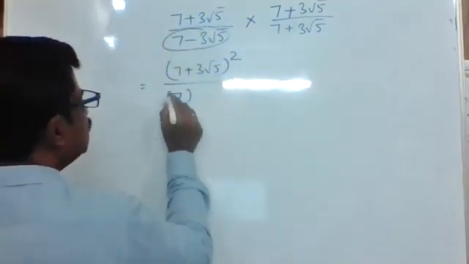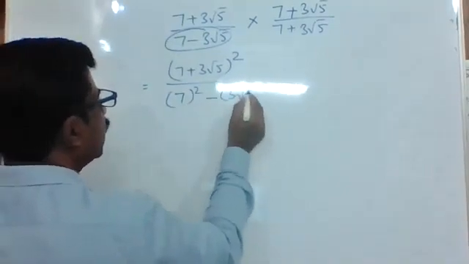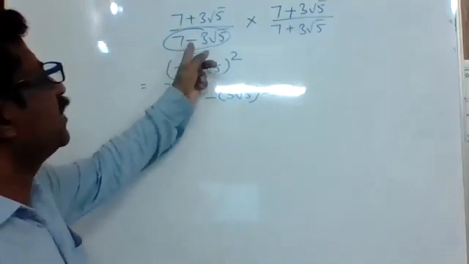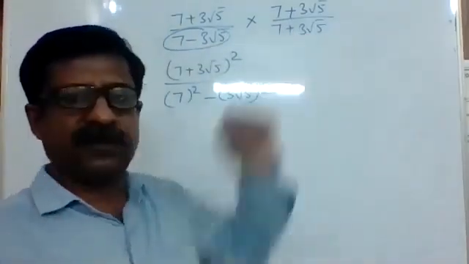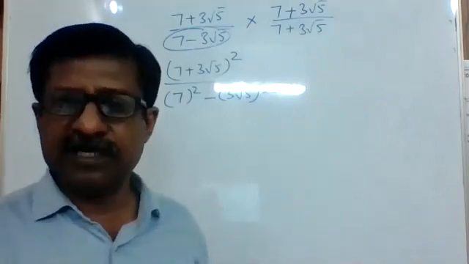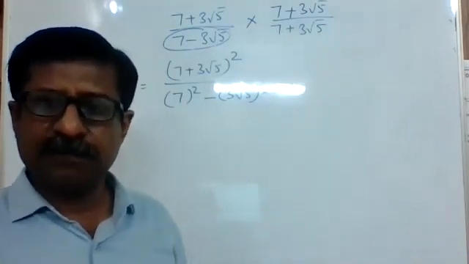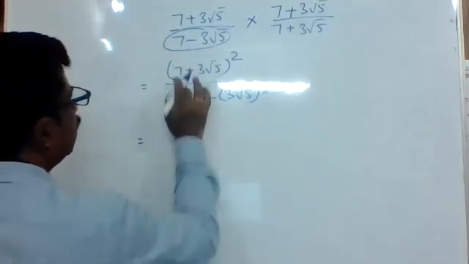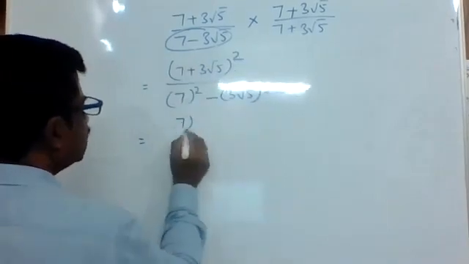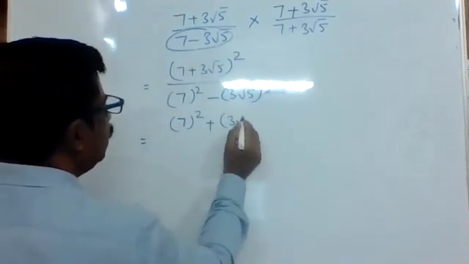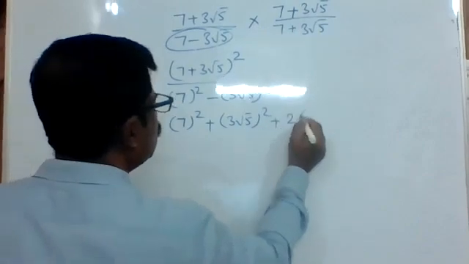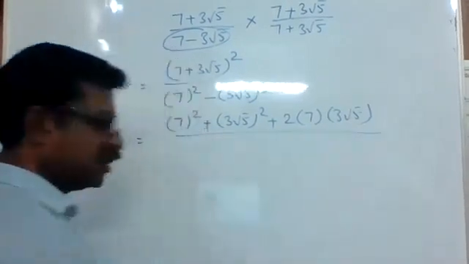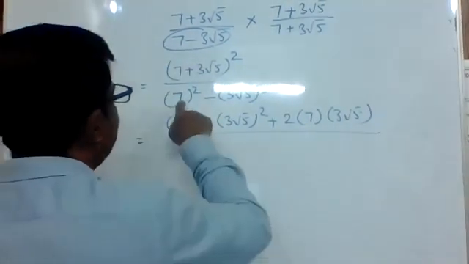Denominator is a square minus b square, because it is in the form of a minus b, a plus b. A minus b into a plus b is a square minus b square. Now, a plus b whole square, the formula is a square plus b square plus 2ab. This is numerator. What about the denominator?